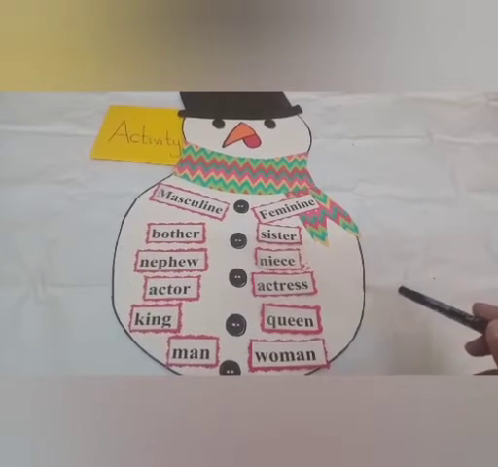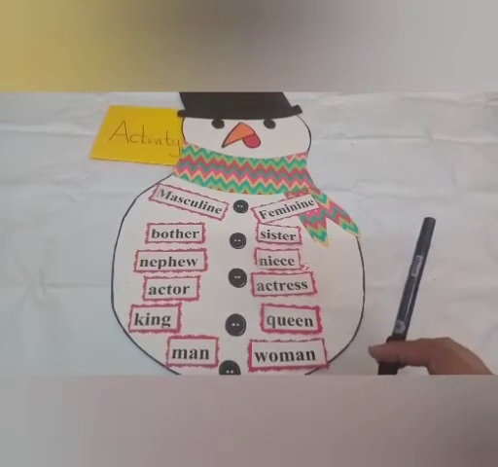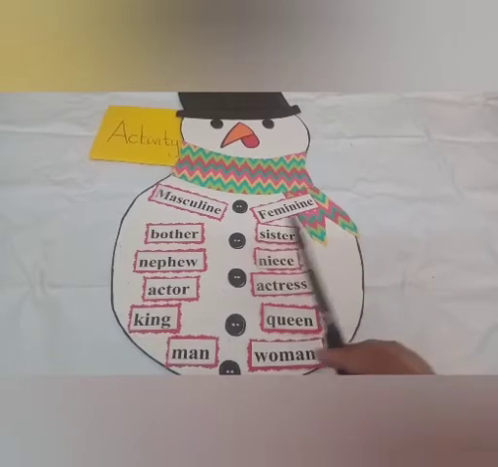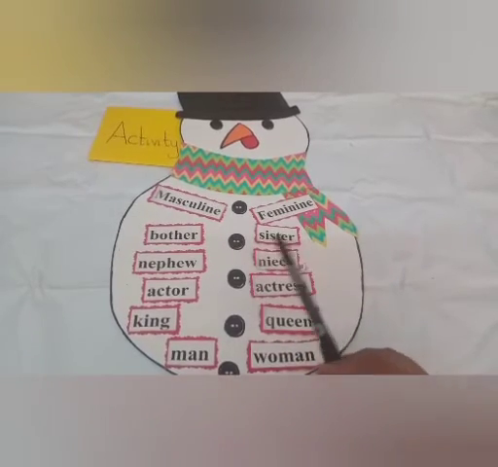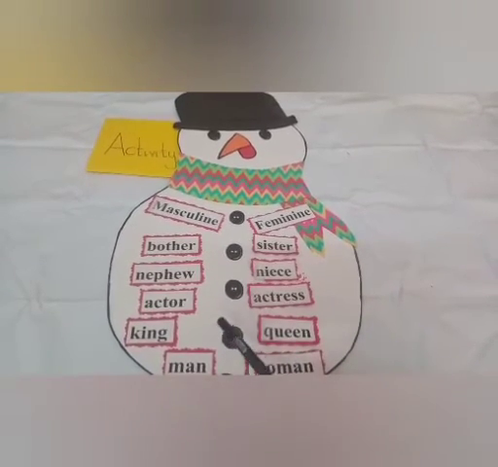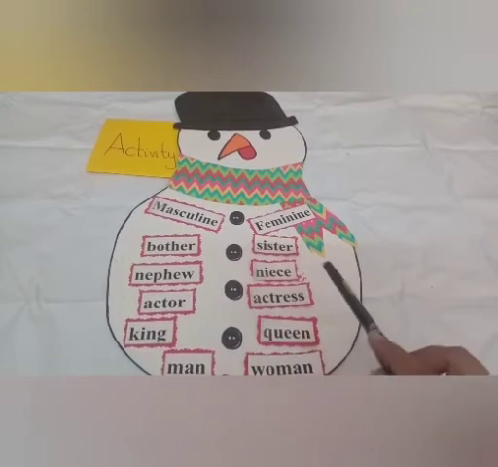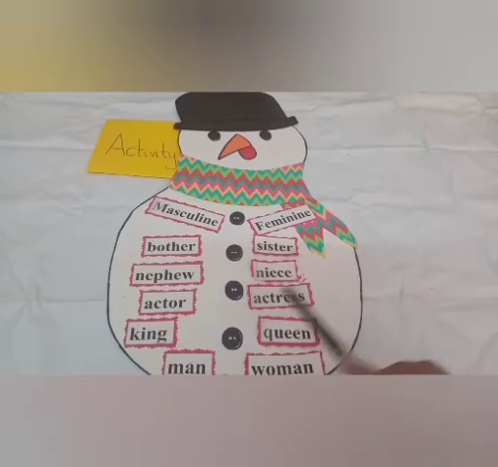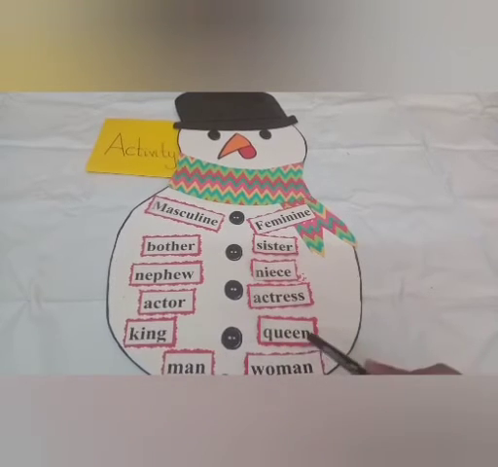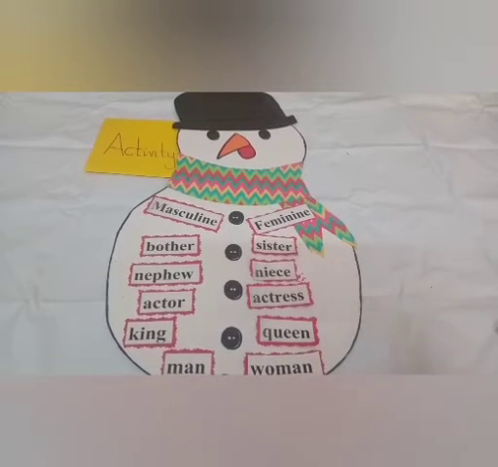Okay, now our masculine and feminine is complete. Brother, sister, nephew, niece, actor, actress, king, queen, man, woman. Okay, I hope you enjoyed this activity.